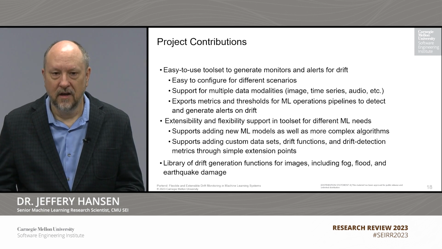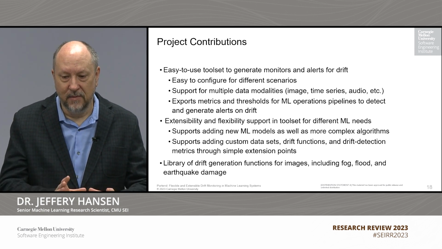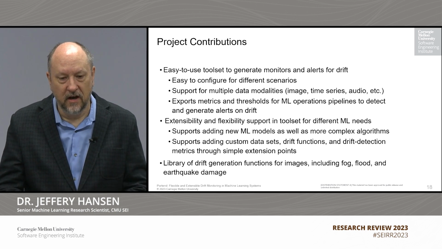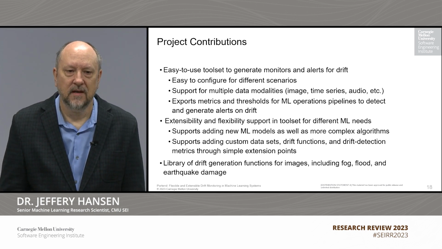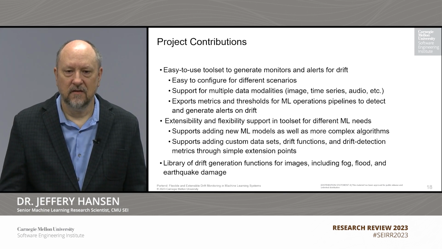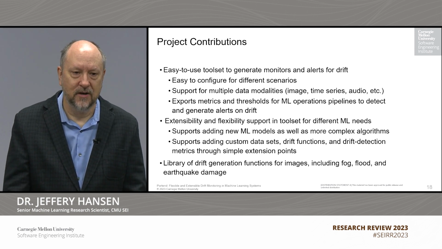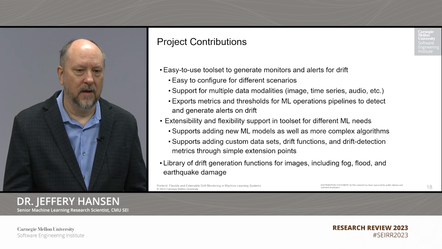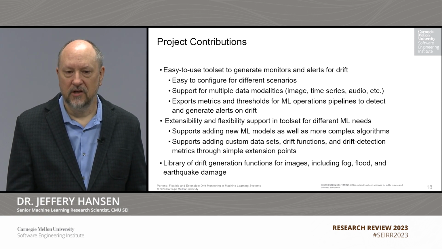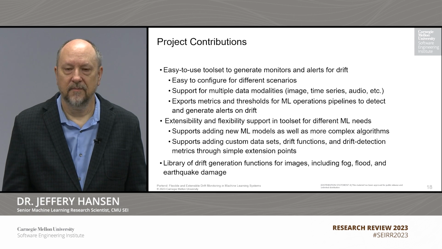For example, the localization algorithm is actually a composite algorithm where the ML part is a piece of a more complex algorithm. We provide support for adding custom data sets, custom drift functions, and custom drift detection inducers or metrics. And we provide a base library of drift generation functions for images, including fog, flood, and earthquake.